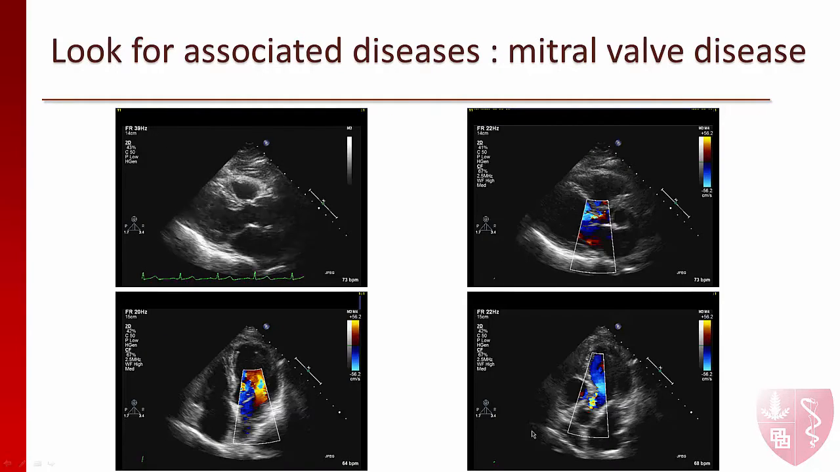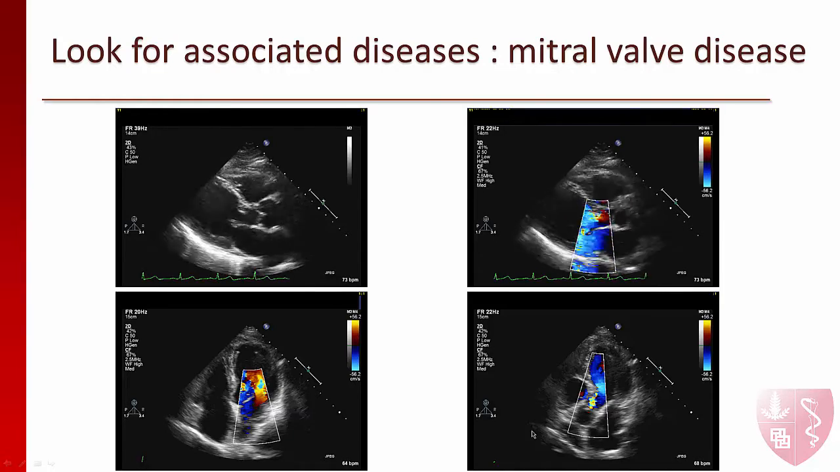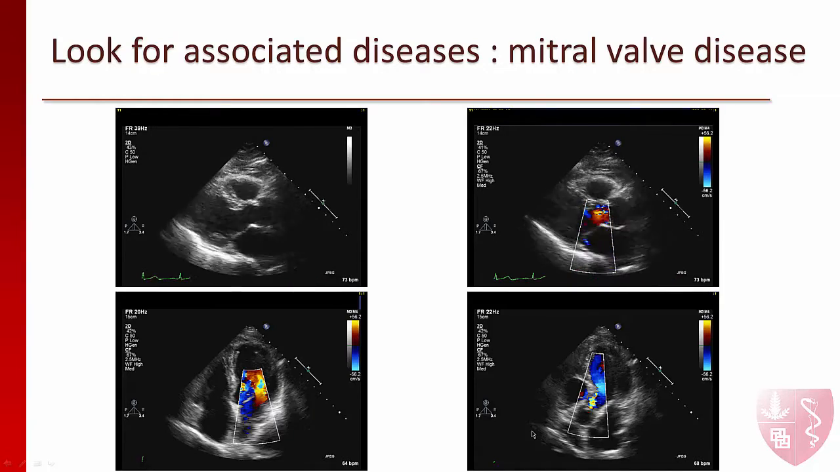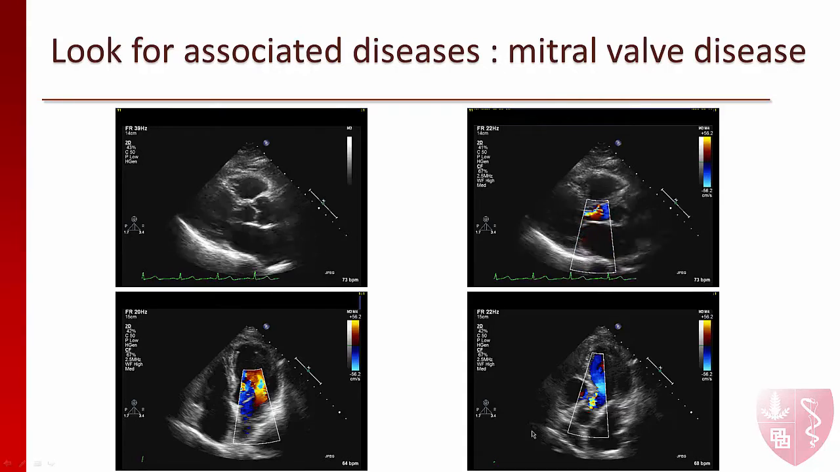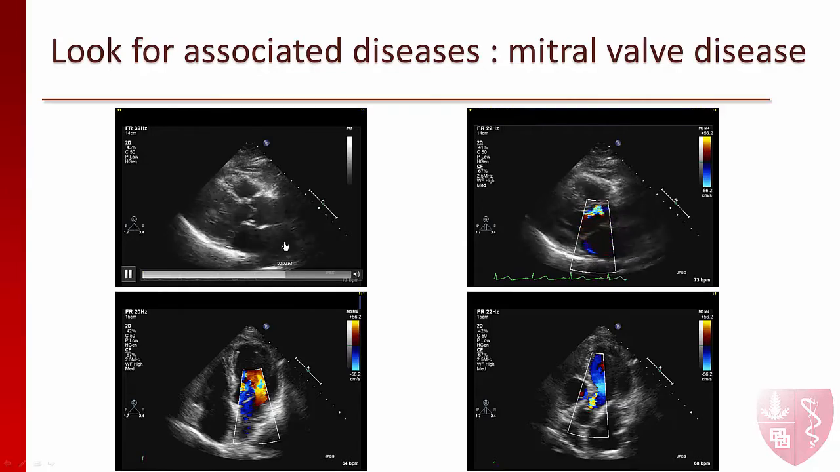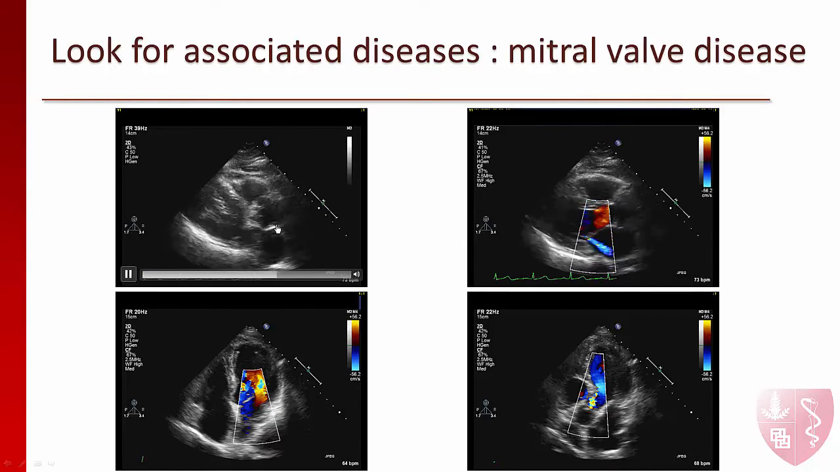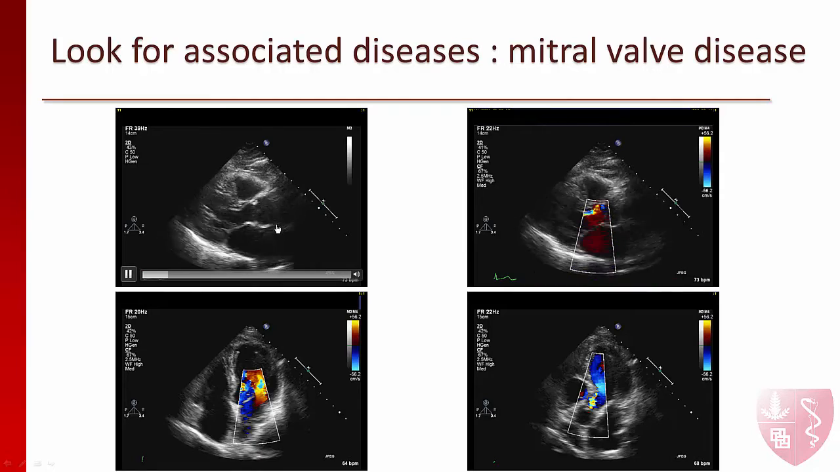When you assess one of the valves, here you would assess the aortic valve, you also need to take a look at the other valves, i.e. the mitral valve, tricuspid and pulmonic valve. Most important is the mitral valve. So you will start with a 2D by looking at how the valves are opening and closing. And we see that they're opening and closing, they don't seem too restrictive.